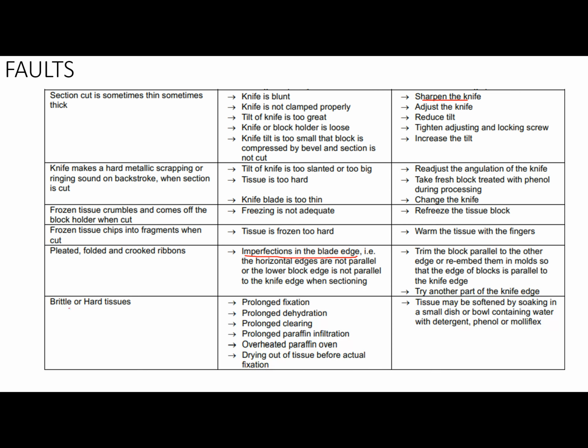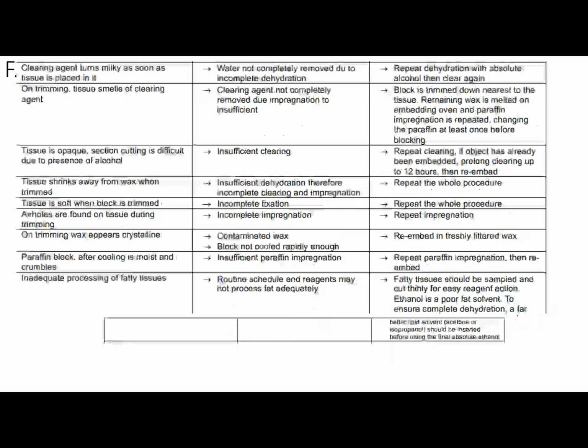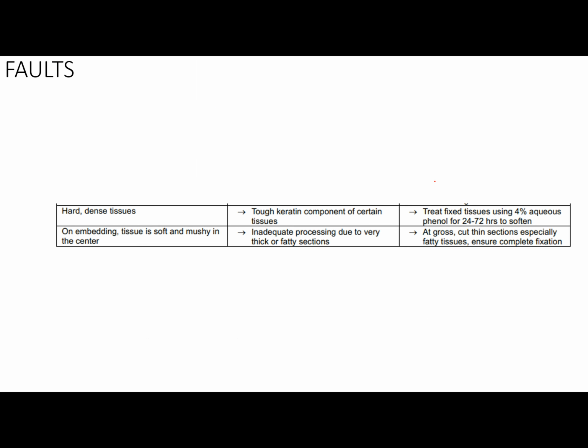Then brittle or hard tissue could be caused by a problem in processing, such as prolonged fixation or prolonged dehydration. So tissue may be softened by soaking in a small dish or bowl containing water with detergent, phenol, or Mollifex. Then on trimming, the wax may appear crystalline. This could be caused by contaminated wax, so re-embed in freshly filtered wax.